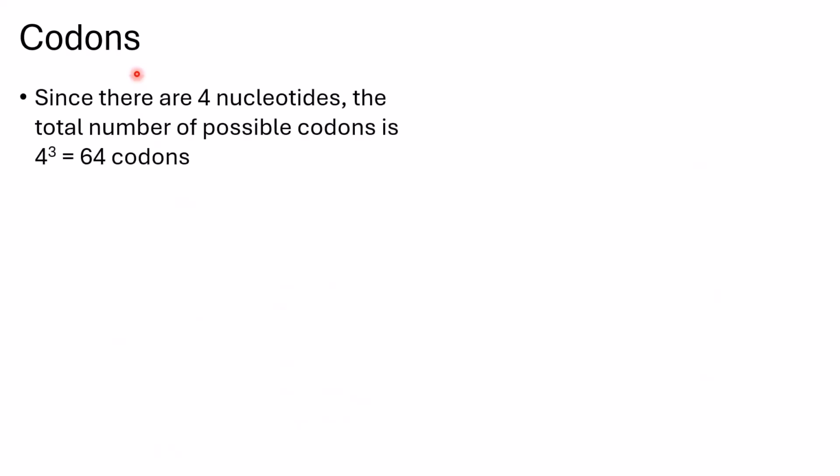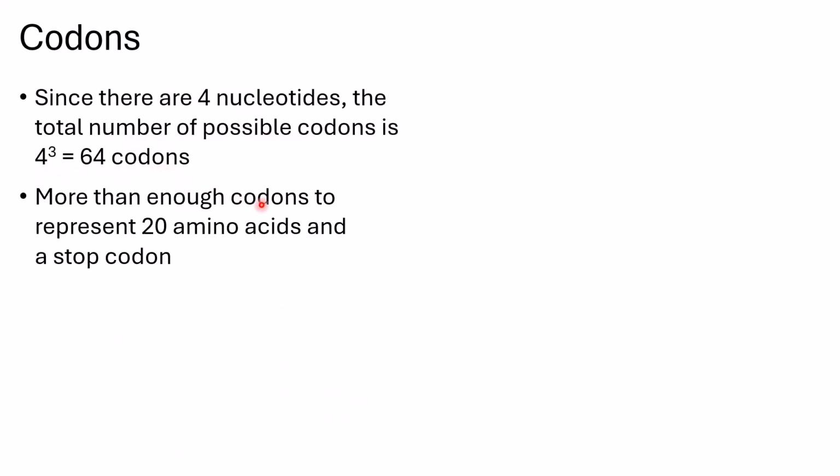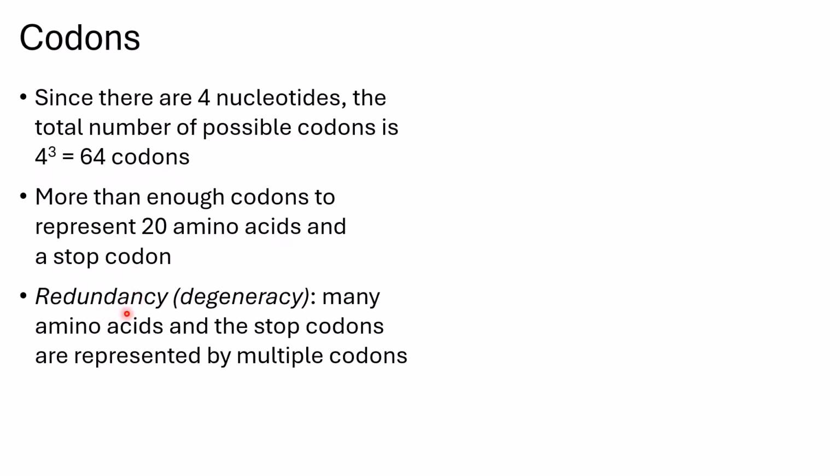Codons are essentially the codes that are used for translating nucleic acid sequences into an amino acid sequence. Since there are 4 possible nucleotides in mRNA, and they are read in triplets, the total number of possible codons is 4 to the power of 3, which is 64 codons. Of course, this is more than enough codons to represent the 20 essential amino acids, as well as stop codons. This brings up the concept of redundancy, also referred to as degeneracy, which is that many amino acids and the stop codons are represented by multiple codons, although the number of possible codons for each amino acid can vary.